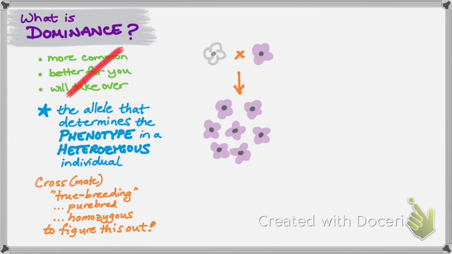Now, in this case, because we have two parents with different alleles, and they've got heterozygous offspring, there's one allele that effectively seems to have won out. It's seen in the phenotype of the hybrids. In this case, lavender is the dominant allele, and the white allele is called recessive.